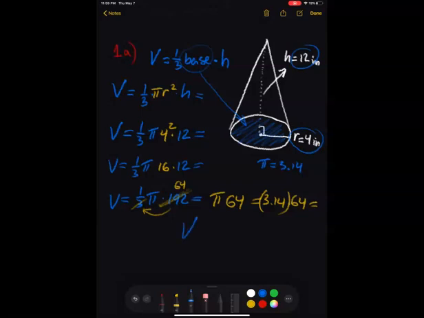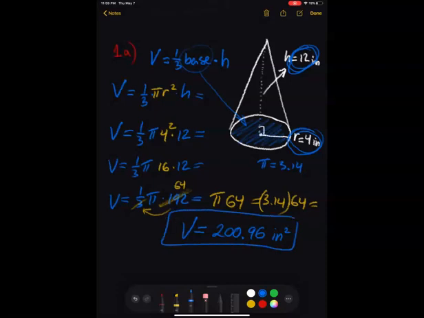Finally, our volume for this cone, a cone with a radius of 4 inches and a height of 12 inches, is equal to 64 times 3.14, which is 200.96 inches squared. All right, so that's 1A. Let's do the next one. We said we will do 1C.